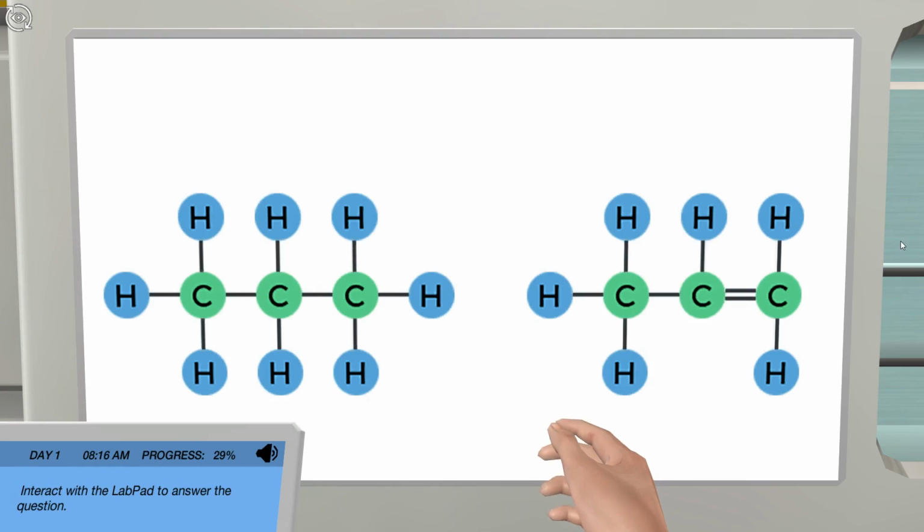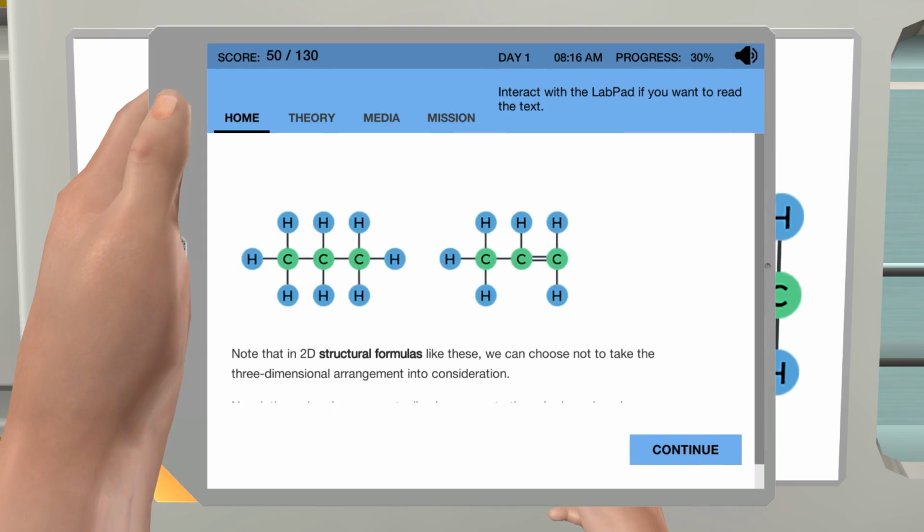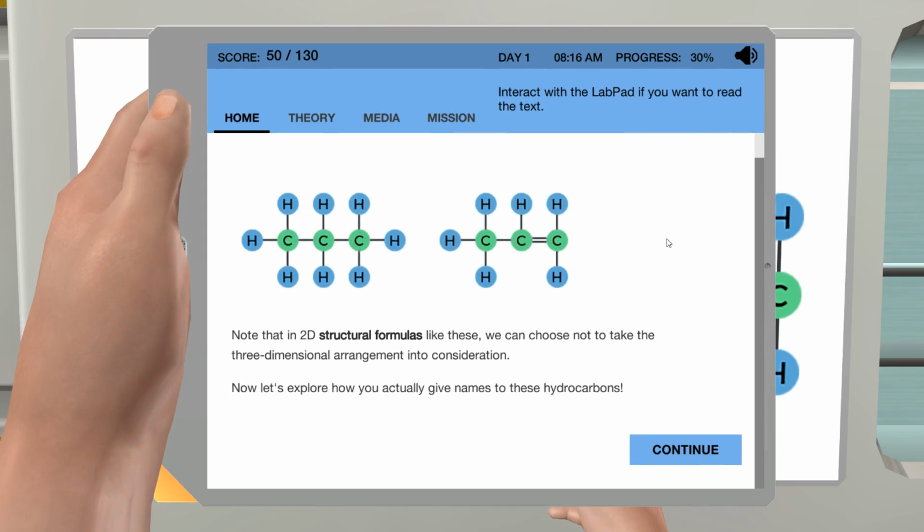Compound A is called propane and it's used as gas in many household appliances and as an alternative vehicle fuel. Compound B is called propene and is used as a chemical building block in the industry to produce, for example, surface coatings. Note that in 2D structural formulas like these, we can choose not to take the three-dimensional arrangement into consideration. Now let's explore how you actually give names to these hydrocarbons.